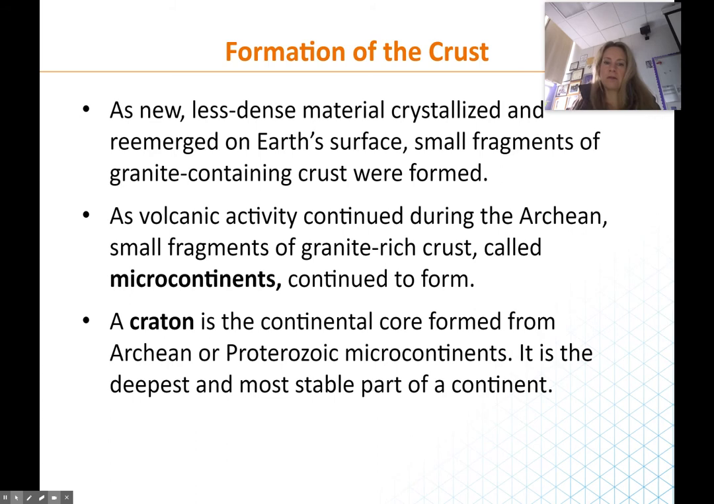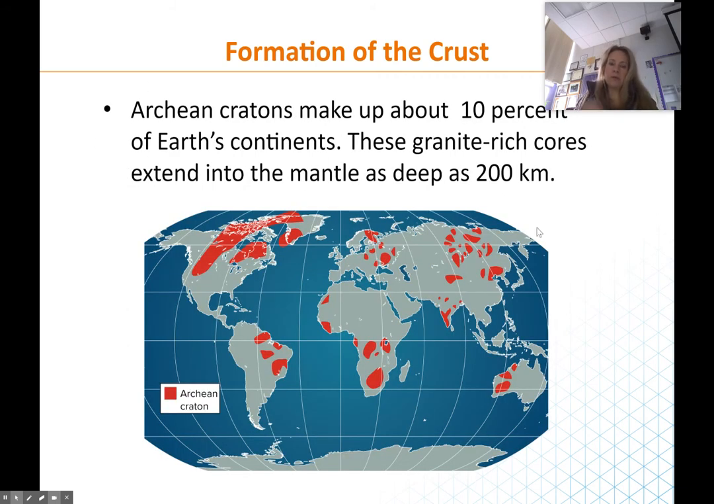But the microcontinents start to form, and the interior of those microcontinents is called a craton. And so that's the original rock, basically. In North America, that was Laurentia. We had watched a video on Laurentia forming, and that was that early craton material. So here we've got our original cratons. You can see these are from the Archean. And this is Laurentia. This was called Laurentia before.